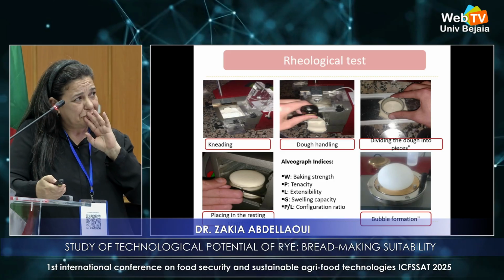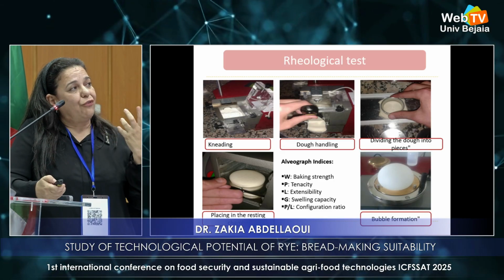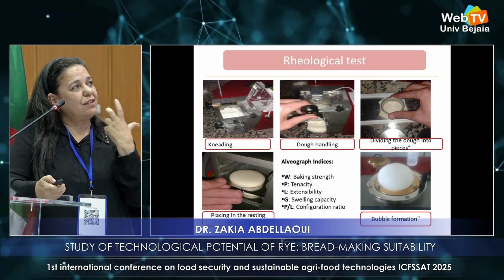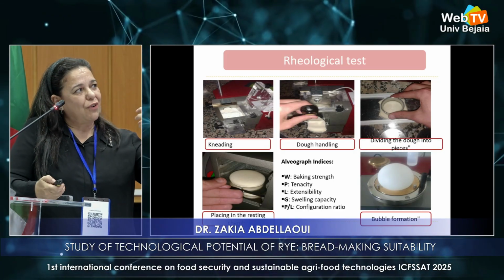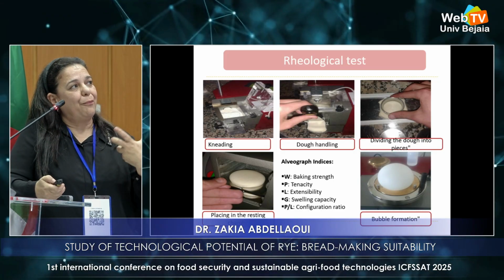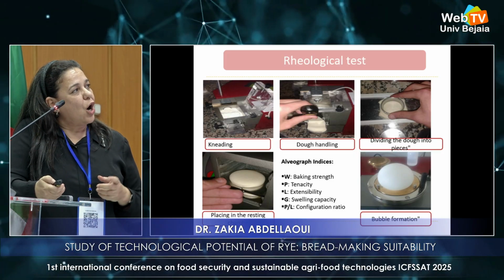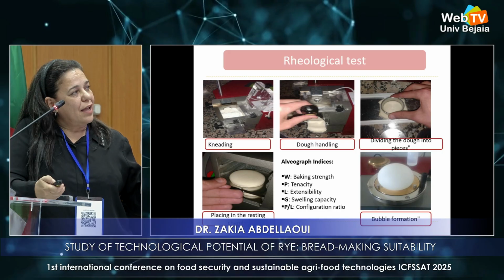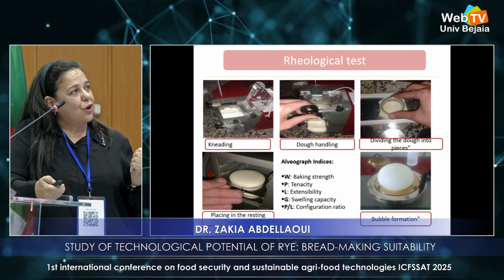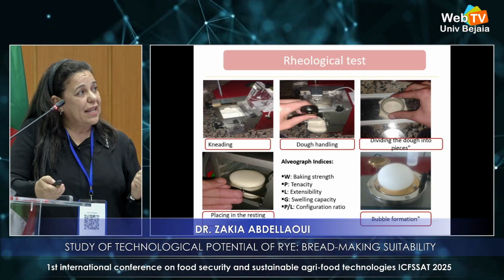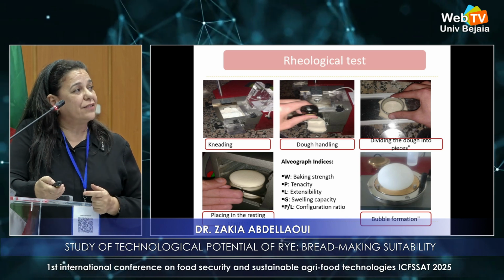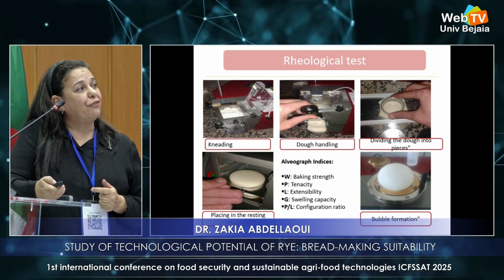alveographic, which decide for each destination, for each flour, whether for baking or bread or another use. The parameters are baking strength, tenacity, extensibility, swelling capacity, and the P to L configuration ratio.